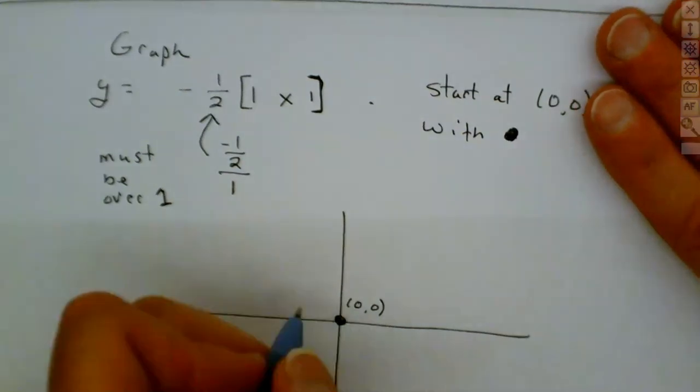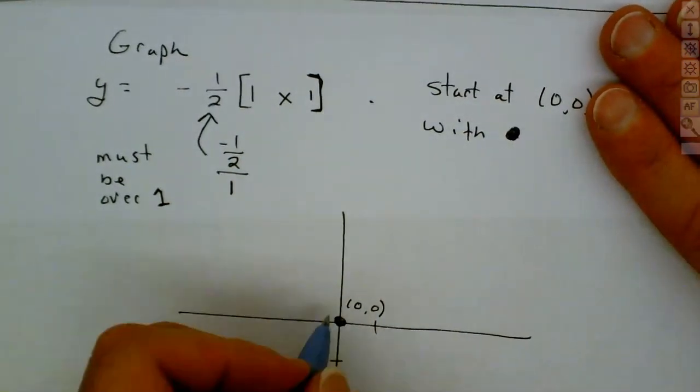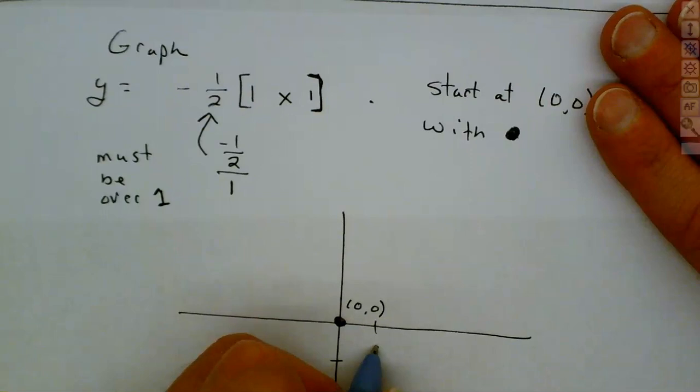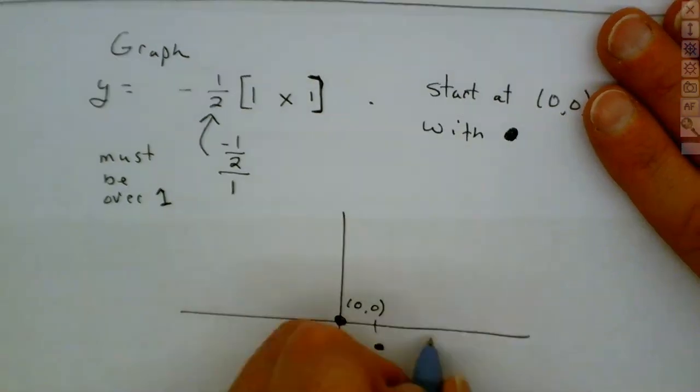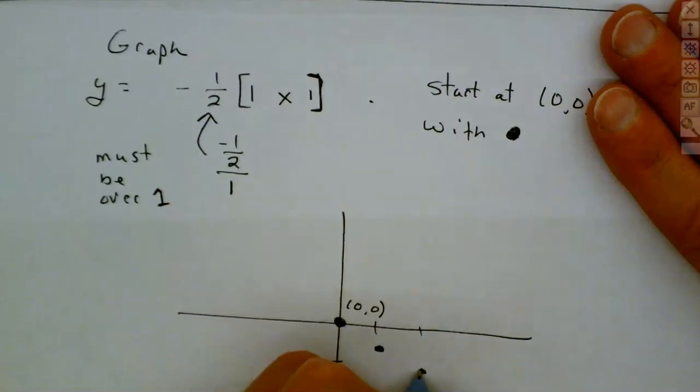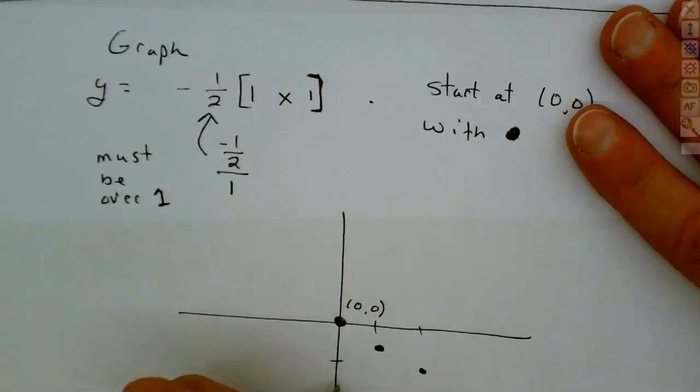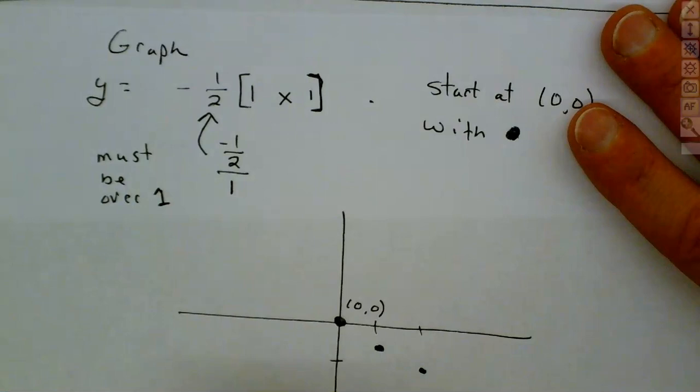So we're going to start here at 0, 0 with a closed circle. And then what are we going to do? We're going to go down about 1/2 and over about 1. Make a closed circle. Down about 1/2, over about 1. Make a closed circle. Okay. And I know it's hard to see. You got graph paper, so yours will be a little bit easier. Down about 1/2, over about 1.